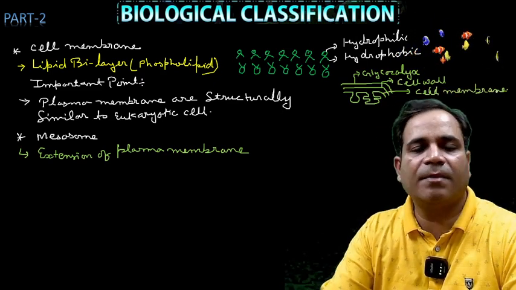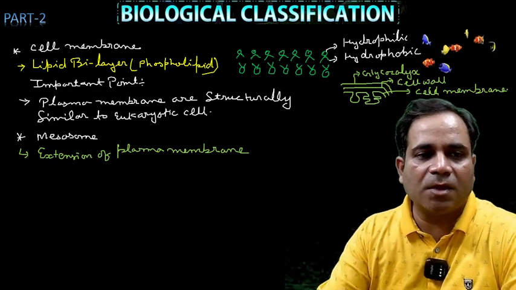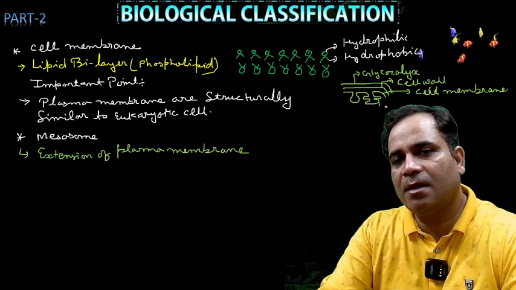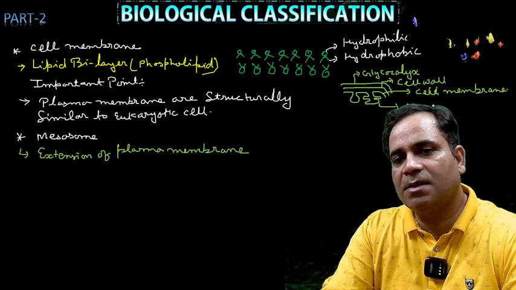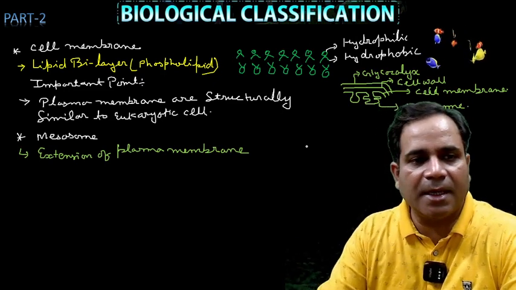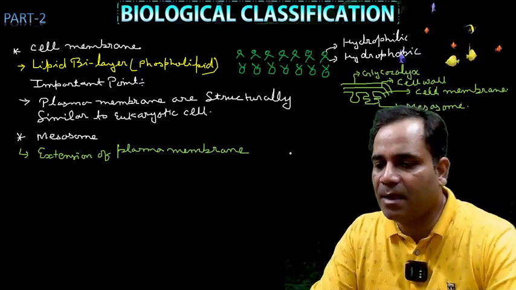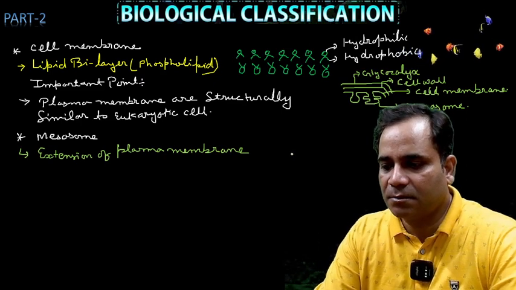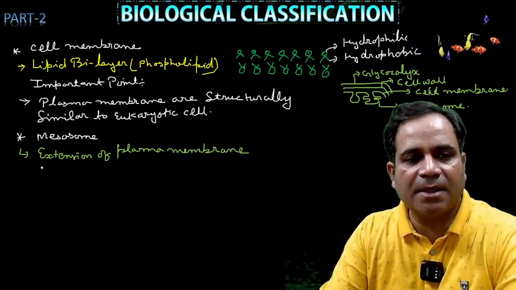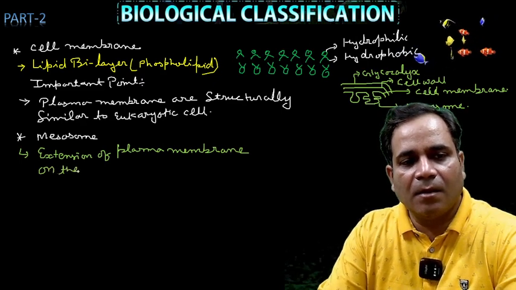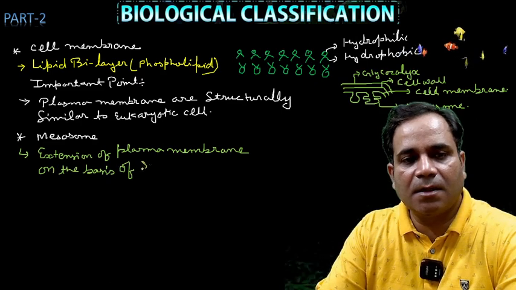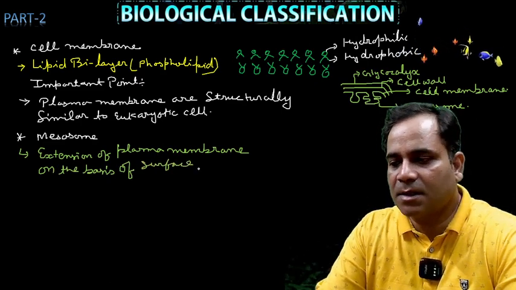Cell membrane is made up of what? Lipid bilayer, phospholipid. So now the extension of plasma membrane, see, this one is the extension of plasma membrane known as what? Mesosome. So see here, extension of the plasma membrane on the basis of surface area.